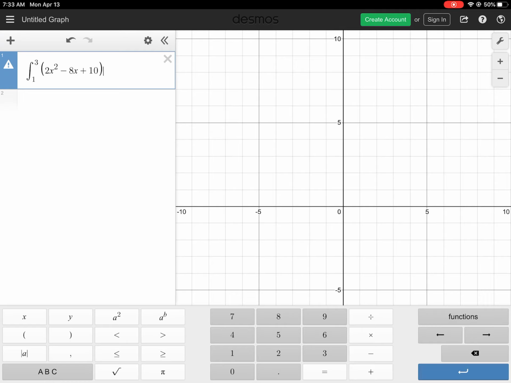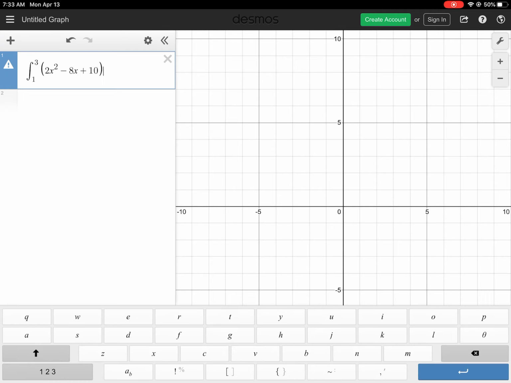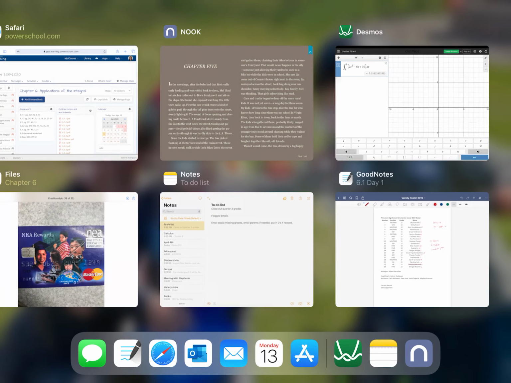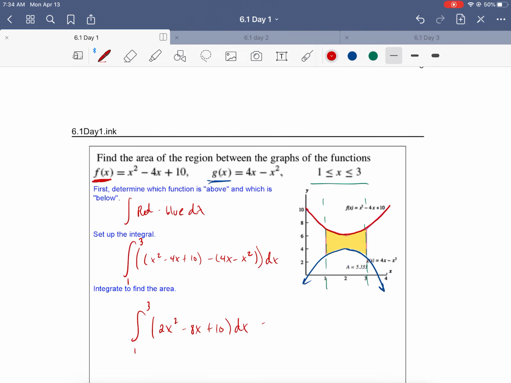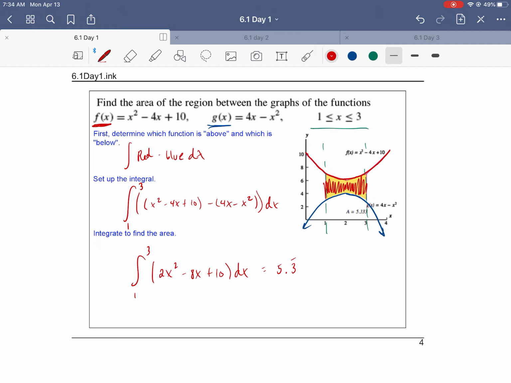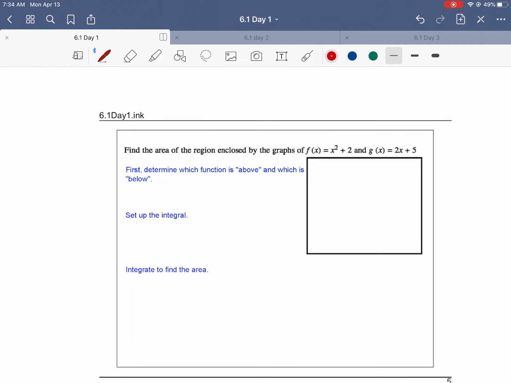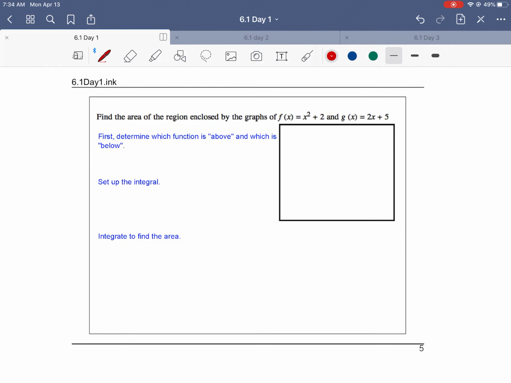The other nice thing about Desmos is you can see that it reminds you that you need a parenthesis. And it won't calculate here. It's sort of reminding me that I need something else, and it's usually the dx that you're forgetting. So 5 and a third, 5.3 repeated. And that represents this bounded yellow space that I'm coloring in red right now between those two graphs. That's how large that space is in 2 dimensions.